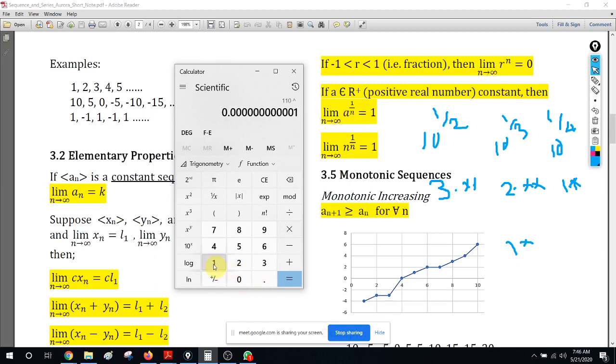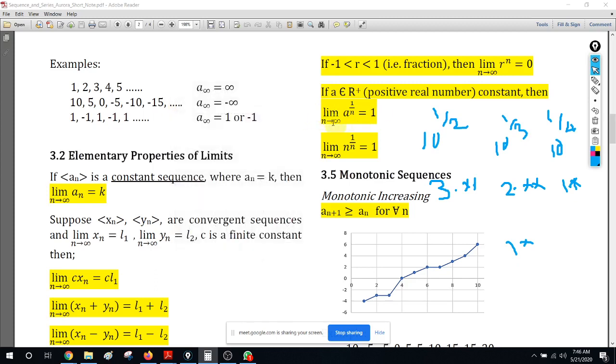Something like 0.000000001. Now when n increases, you can see it's even closer to 1. Likewise, when n is getting bigger and bigger, what will happen? Your value is going to be closer and closer to 1. Therefore, as a limit we can say when n tends to infinity, a to the power 1 over n is 1.